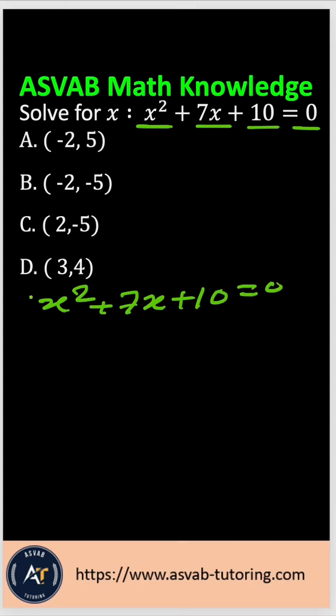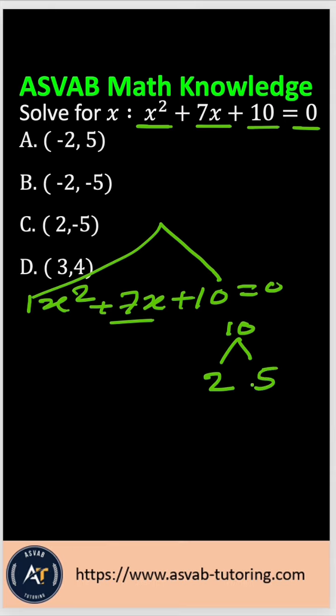Let's look at the coefficient of x squared and multiply it with the last number. So 10 times 1 is 10. Now you have to split that 10 in such a way that if you add, you get 7, and if you multiply, it gives you 10. So start always with 2. 10 divided by 2 is 5. So now you can see 5 times 2 is 10, and 5 plus 2 is 7.